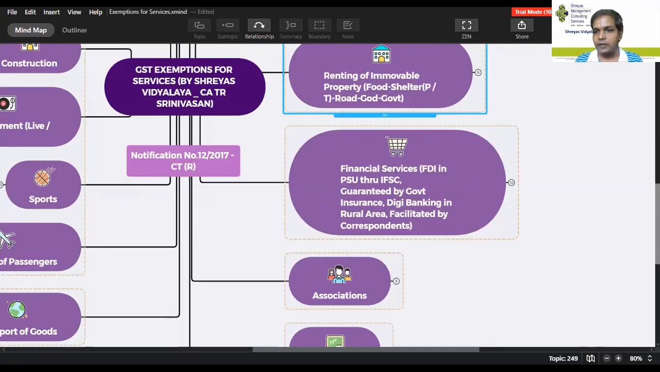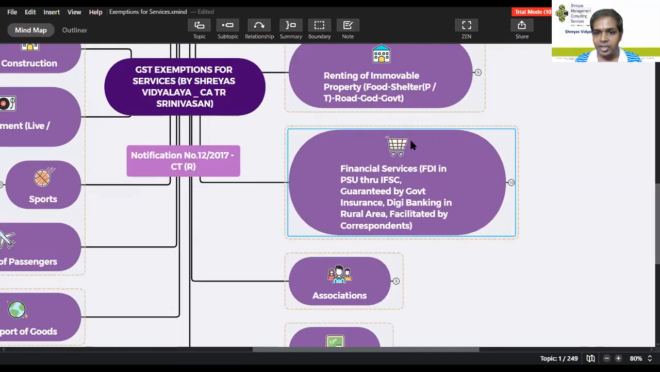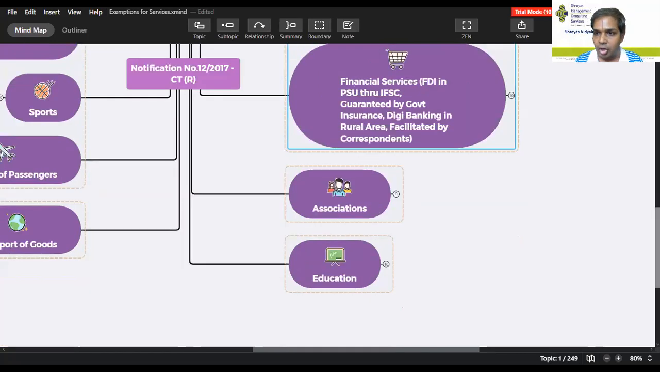Then we talked about the financial services sector, like banking, insurance, etc. In that regard, we talked about FDI. This is the acronym we used. We also said the government's intention is to push digital banking in rural areas, and we discussed the amendments and exemptions given in relation to that. FDI in PSU, public sector enterprises. This is an acronym; we have already gone through the list.